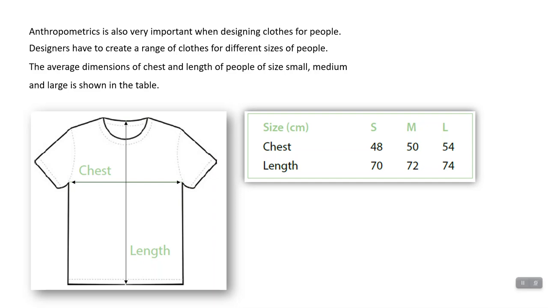So it varies depending on countries, because people of all countries do not have the same body size. For example, European people are very tall. Generally, Asian people have a smaller average size.